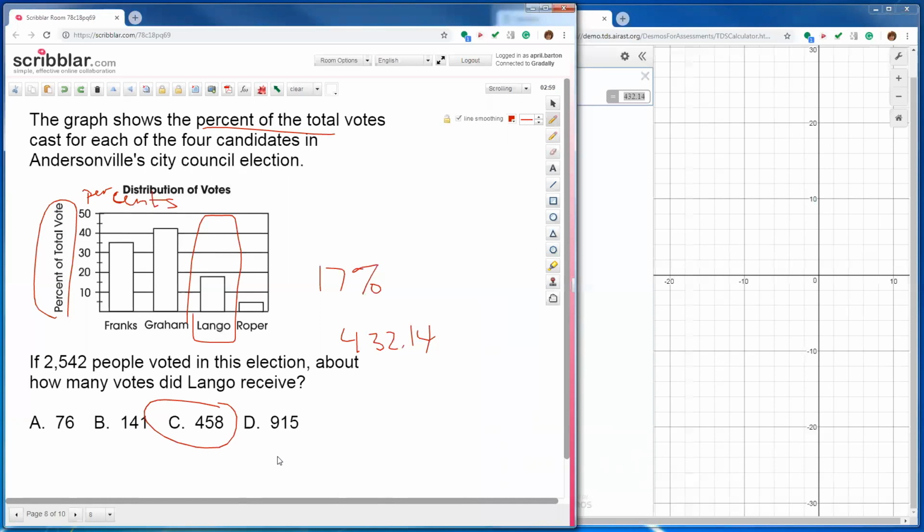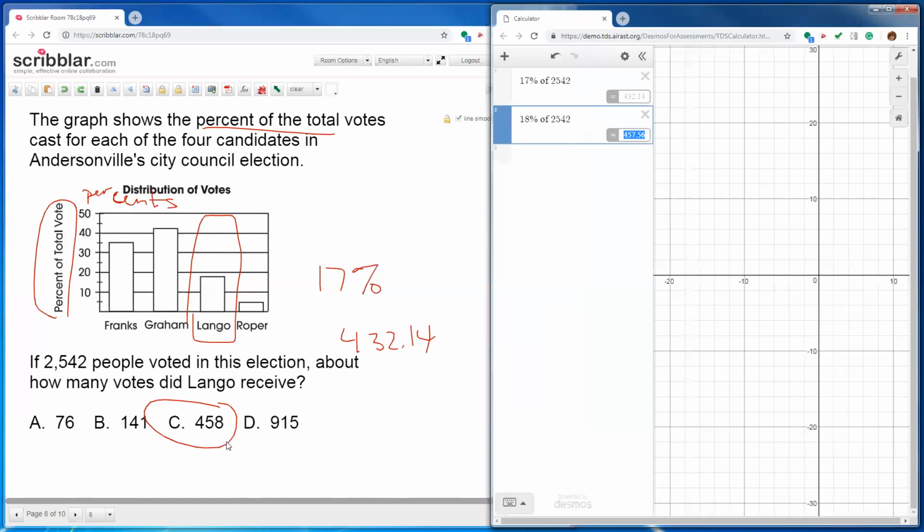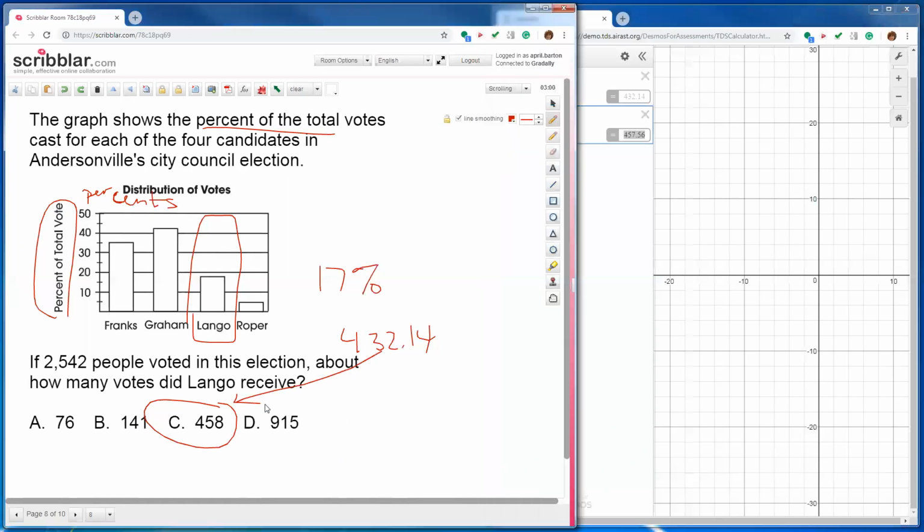When you do these estimations, depending on what you estimate, you might be closer or further off. Let's say we had picked 18 instead. So let's use that percent feature and do 18% of the 2,542. Now we're at 457. Now we're pretty darn close. But since you're estimating, as long as you're pretty close, that's still the correct answer. We still got the right answer with 17%.